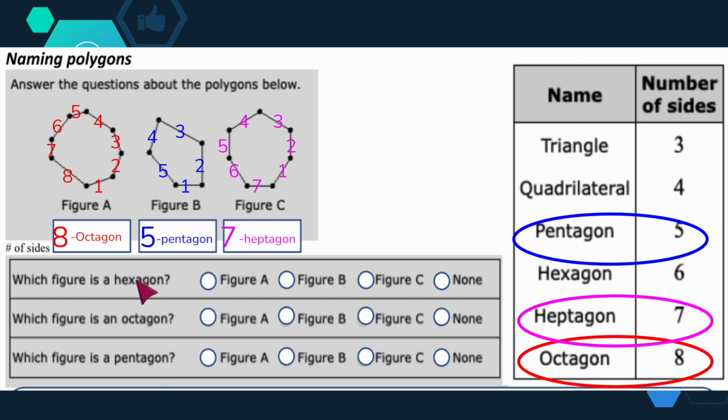So now we can go through and match it. Hexagon didn't come up at all, so that's none. Octagon, that was our figure A, and then pentagon, that was our figure B. So this is just the basic idea of naming polygons. I hope that helped, and I will see you in the next video.